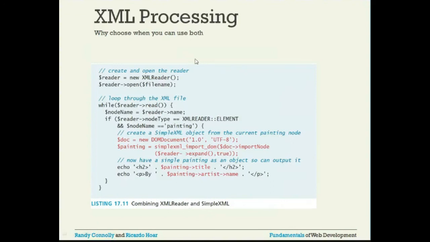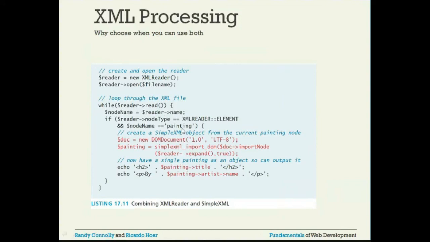Okay, why choose when you can use both? So this is the case where they have used both. We have the reader, new XMLReader, and $reader->open, and that particular file name is given as a parameter. Now loop through the XML file while reader->read. So it is going to read the first line. Then it will store the node name. It will check whether it's an element and whether it is a painting.